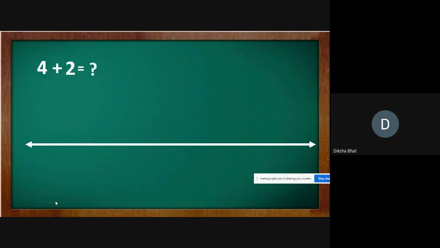Now this you are going to solve. Which is the first step? We have to mark the integers on the number line. Yes, correct. Then we have to locate plus 4. Correct.